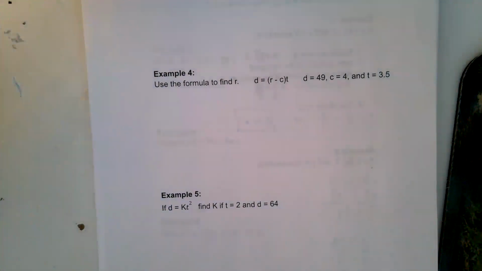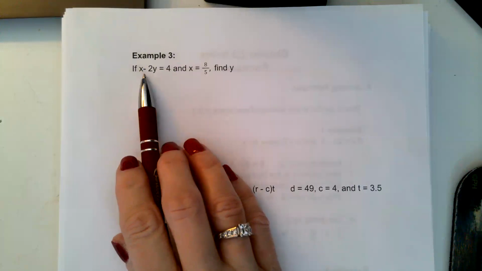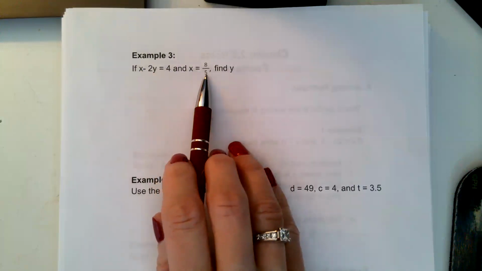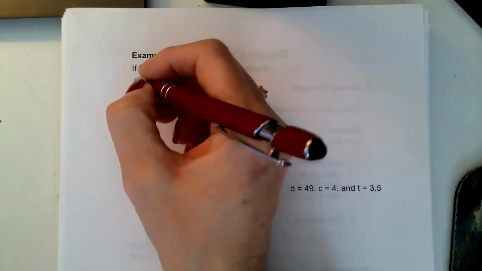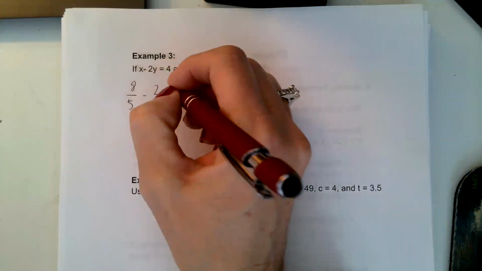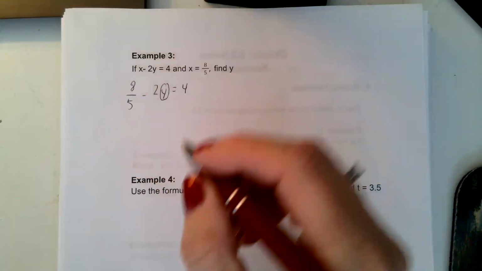Now this time, we have an equation here in example 3 that says x minus 2y equals 4, and we know that x equals 8/5. Find out what y needs to be. So I'm going to replace x with 8/5, and I want to solve for y this time.